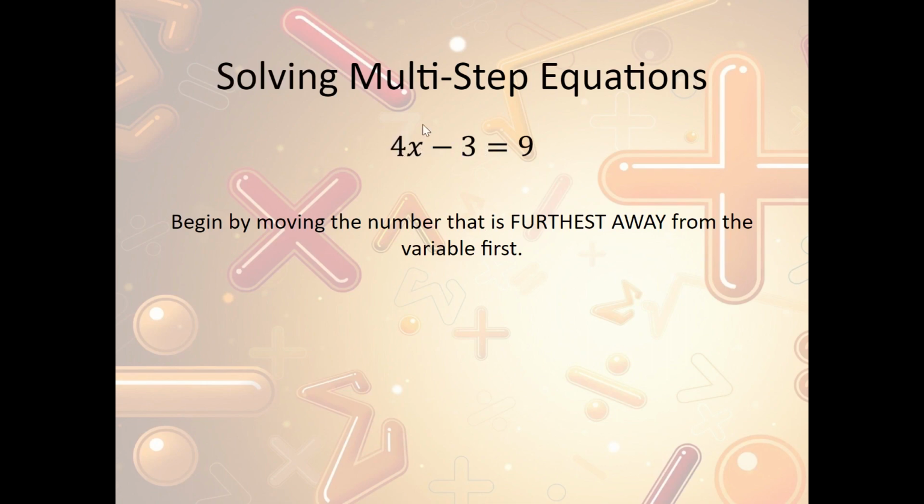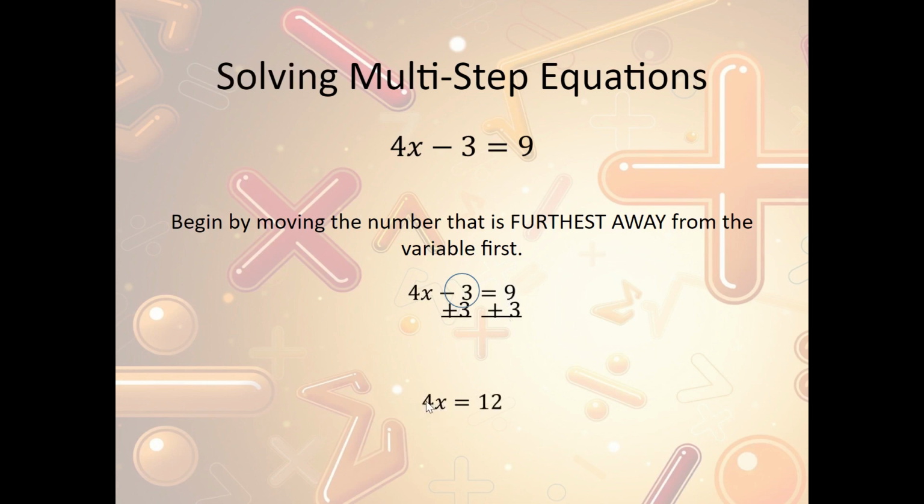Well, the 4 is attached to the x, so the 4 is really close. The 3 over here is kind of floating, so we're going to get rid of that one first. So we'll go ahead and add 3 to both sides. And we're left with 4x by itself. Negative 3 plus 3 is 0, so that's really 4x plus 0, which is just 4x. And we have 9 plus 3 is 12. So we're left with 4x is equal to 12.